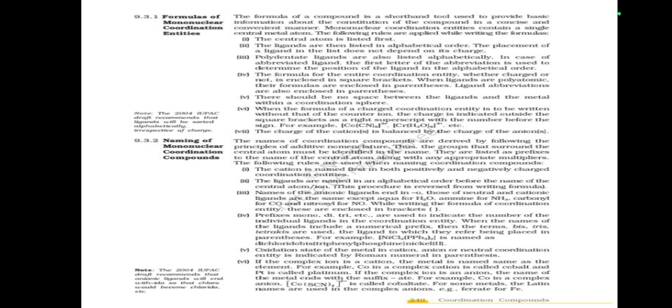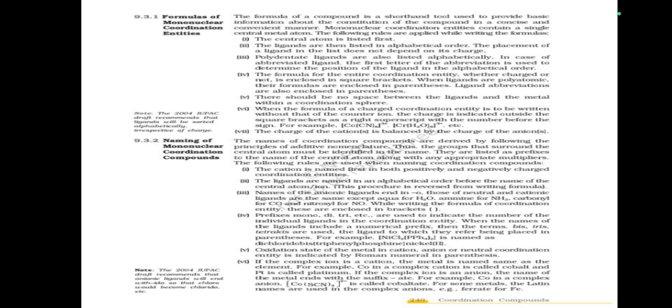Polydentate ligands are also listed alphabetically. In case of abbreviated ligands, the first letter of the abbreviation is used to determine the position of the ligand in the alphabetical order. The formula for the entire coordination entity, whether charged or not, is enclosed in square brackets. When ligand formulas are polyatomic, they are included in parentheses, and ligand abbreviations are also included in parentheses. There should be no space between the ligands and the metal within the coordination sphere.